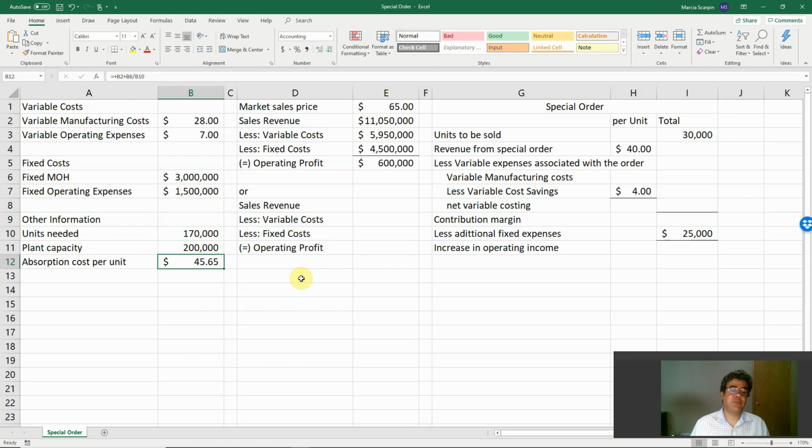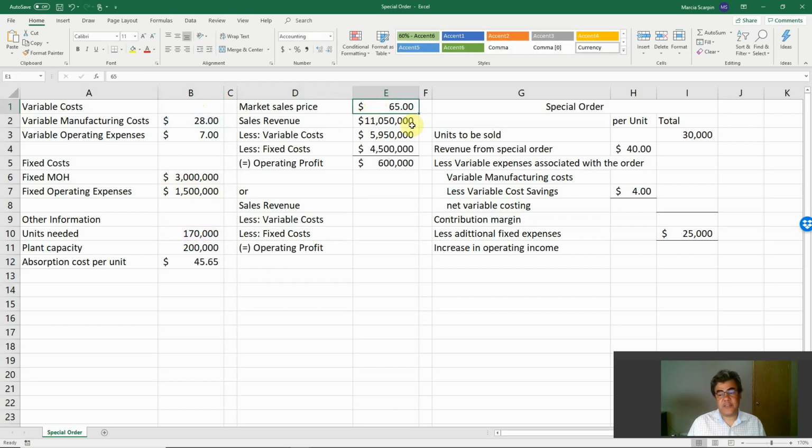And our absorption cost is 45.65. How do we find it? 28 plus 3 million divided by 170,000. And we have the market sales price of 65, and we will be selling 170,000.